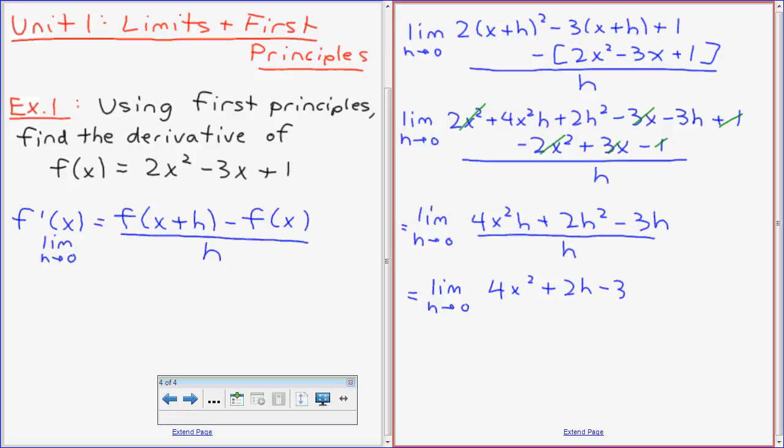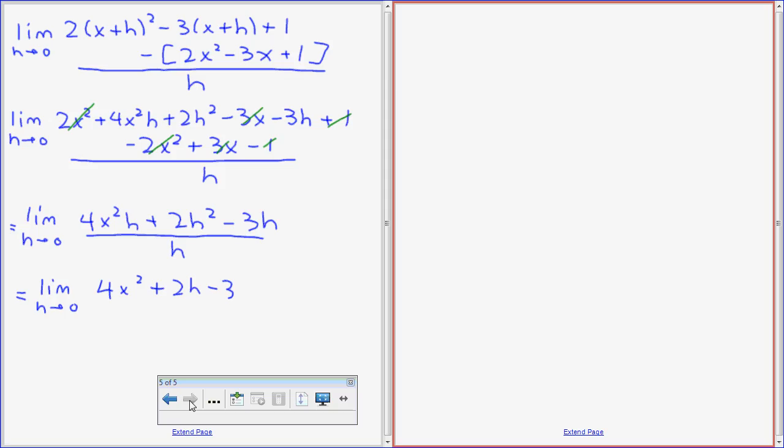Go ahead. So where are the xh's coming from? 4xh. Oh, because what we just foiled out here. I skipped many steps for that. That's what I did. Are you foiling? So it's 2.